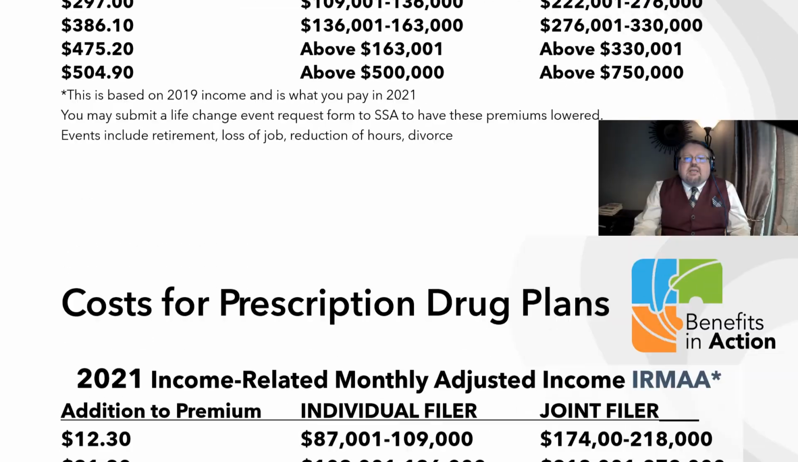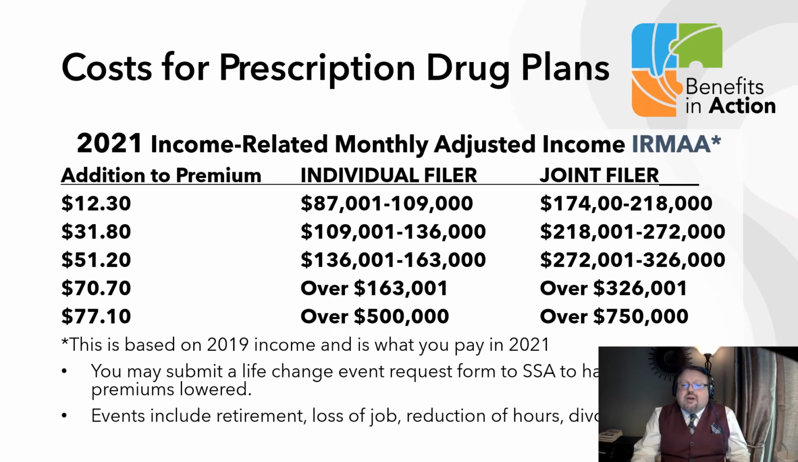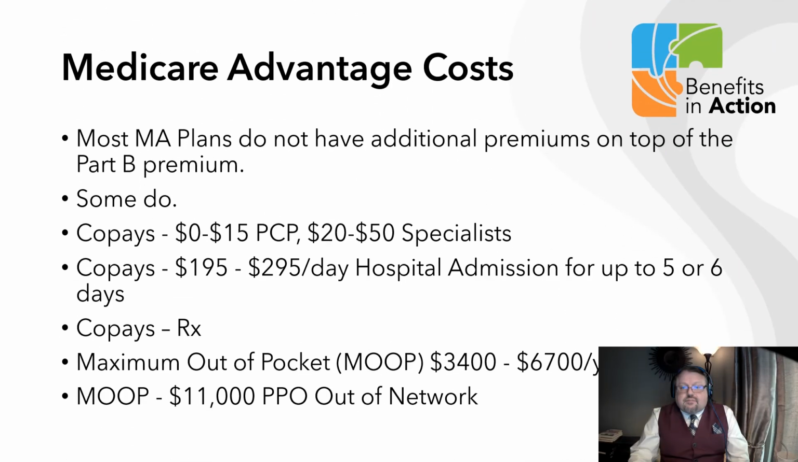The same is true for prescription drug plan premiums. The general rate is $12.30, but it can get higher based upon your income. And again, the same 2-year look back is applicable. Medicare Advantage costs, again, come in the forms of copays. Most of them do not have additional premiums on top of the Part A and Part B premiums.